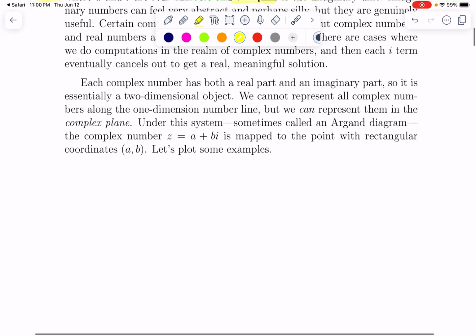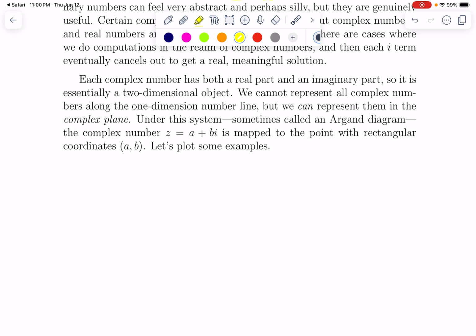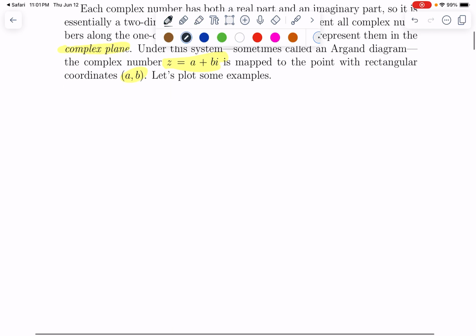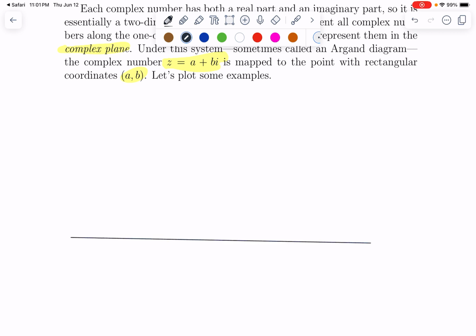Now, let's think about representation of complex numbers. Every complex number has a real part and an imaginary part, so it's essentially two-dimensional. We can measure how much real stuff it has and how much imaginary stuff it has. And we can represent these numbers not on a number line, but basically a number plane. This is sometimes called an Argand diagram. And if we have the complex number a plus bi, we're going to plot it as though it's the point (a, b). So here is an example of the complex plane. What we would call the x-axis will now be called the real axis.